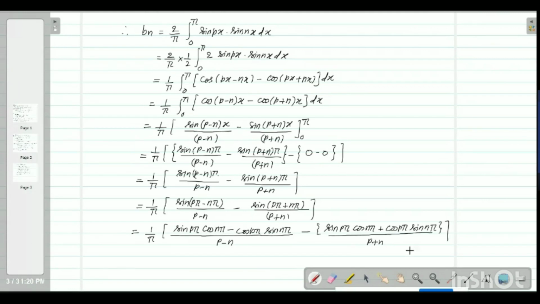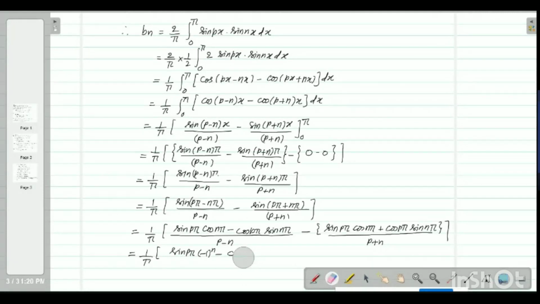So this is equal to 1 upon π, cos nπ. Cos nπ is what? We write here sin pπ. Cos nπ is (minus 1) raised to n, and minus cos pπ as it is. Sin nπ is 0, so this will be 0.